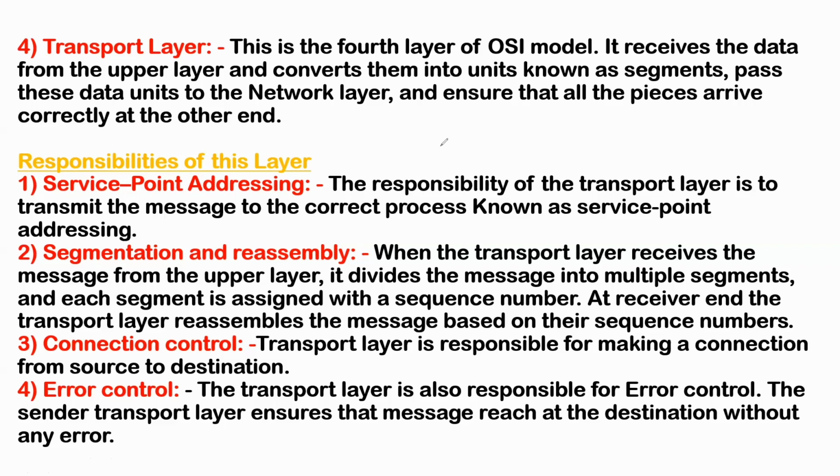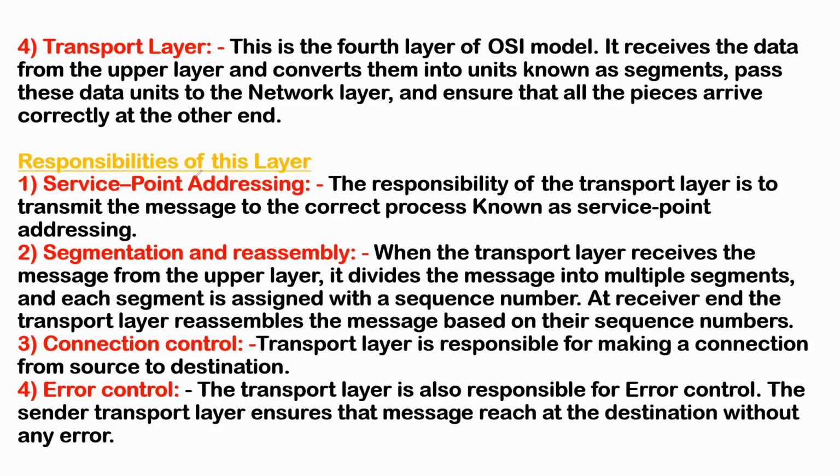Transport layer receives the data from the upper layer. The upper layer is the session layer, and on the session layer the data unit is data, meaning normal data format. So this transport layer receives the data from the session layer, converts the data into segments, and passes these segments to the lower layer, which is the network layer. And transport layer is responsible for the pieces arriving correctly at the next layer.